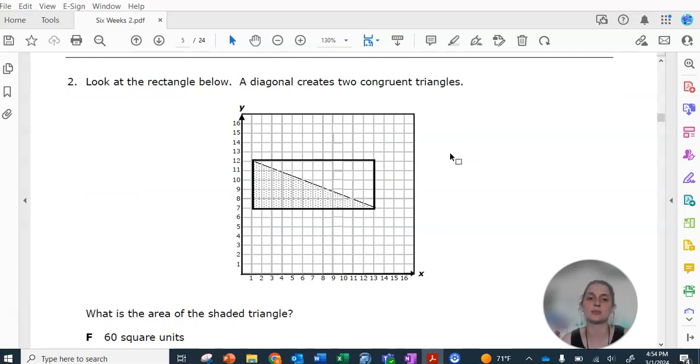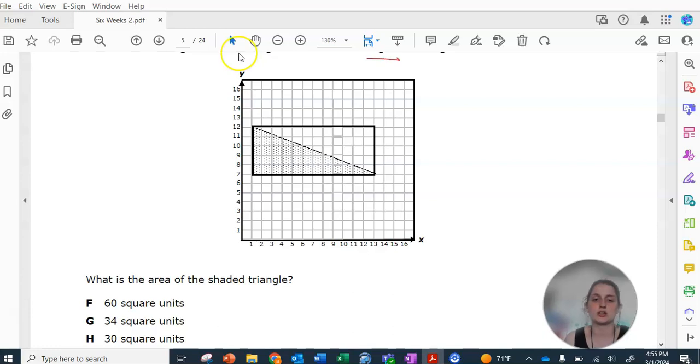Look at the rectangle below. I see a rectangle. A diagonal creates 2 congruent, that means equal, triangles. What is the area of the shaded triangle? So we are finding the area of this one, although it would be the same because they're congruent for both of them. But we're looking at the shaded one. Okay, you need your star chart, your purple star chart, and you need to write down your triangle formula.